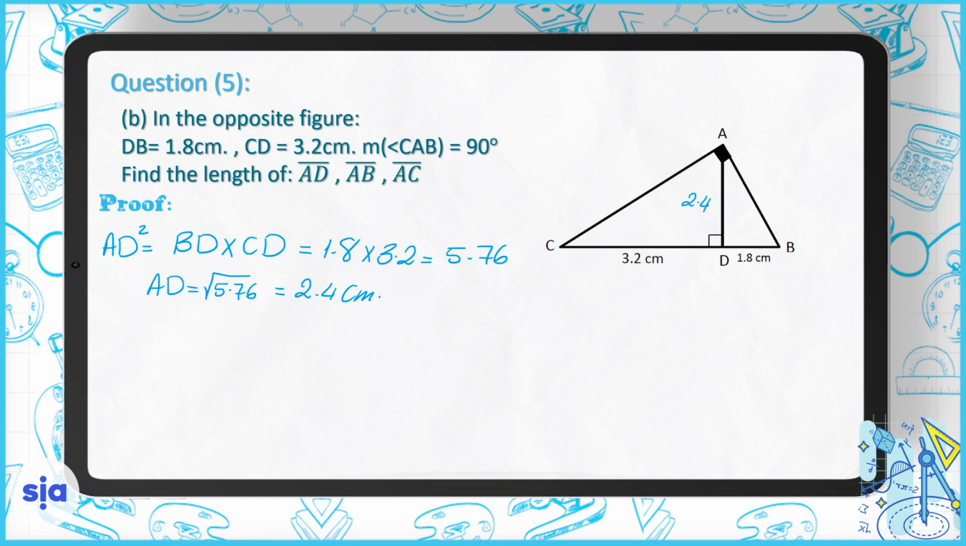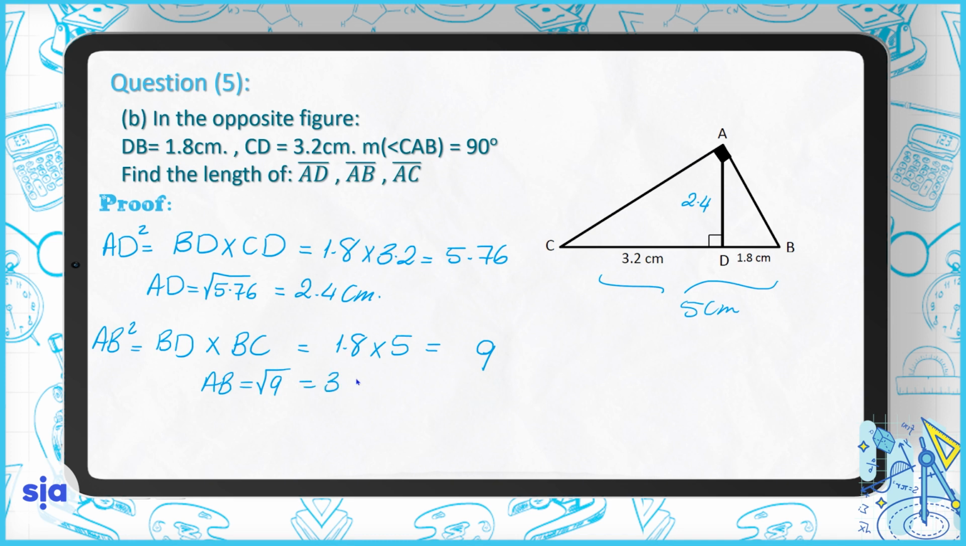To find the length of AB, we know that AB squared is BD multiplied by BC, which is 1.8 multiplied by BC, which is all of this, that is 5 centimeters. So it's 1.8 multiplied by 5, which is 9. So AB is the square root of 9, which is 3 centimeters long.